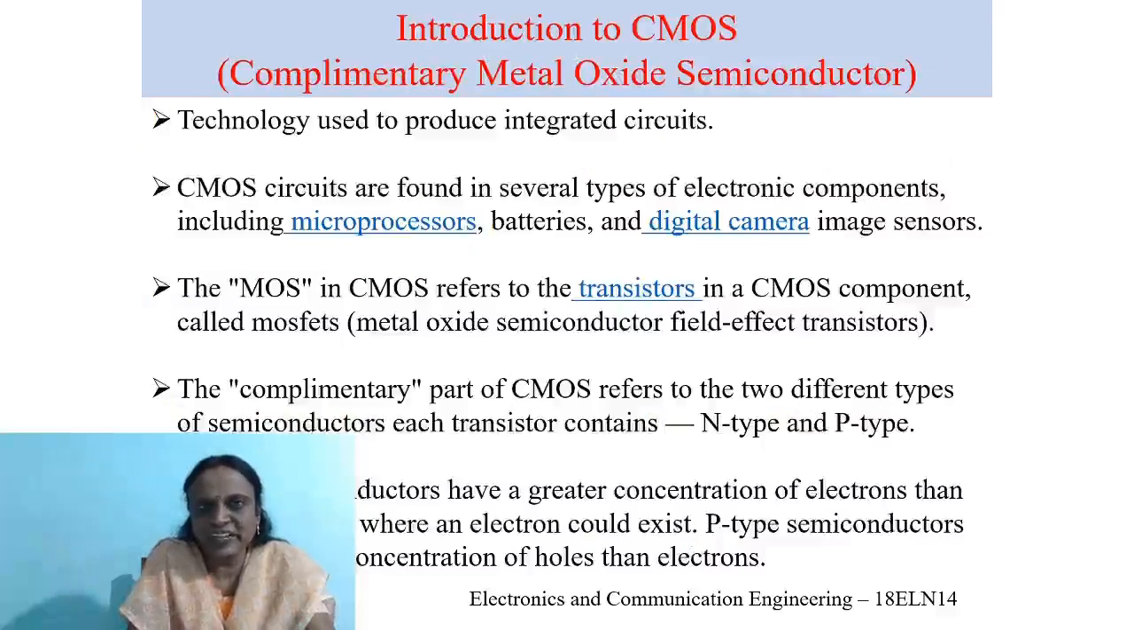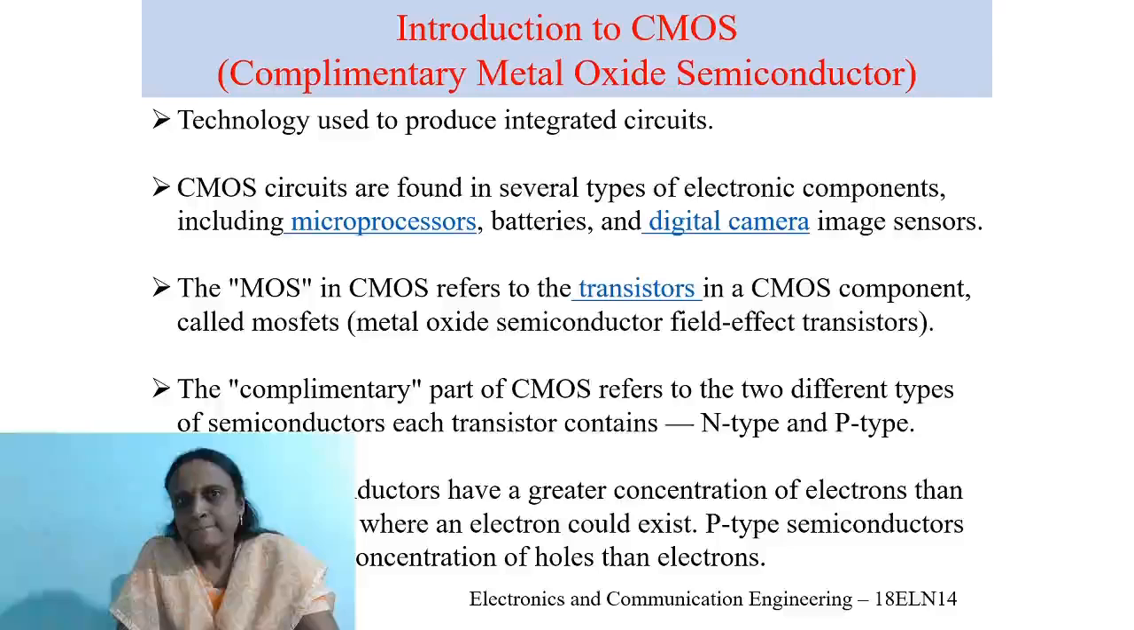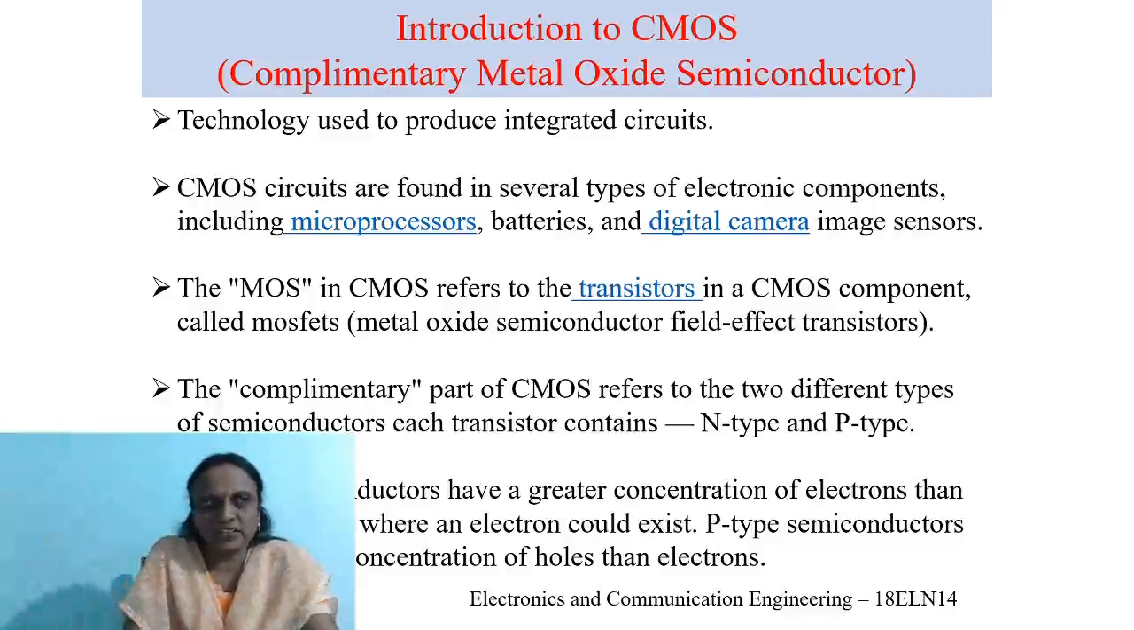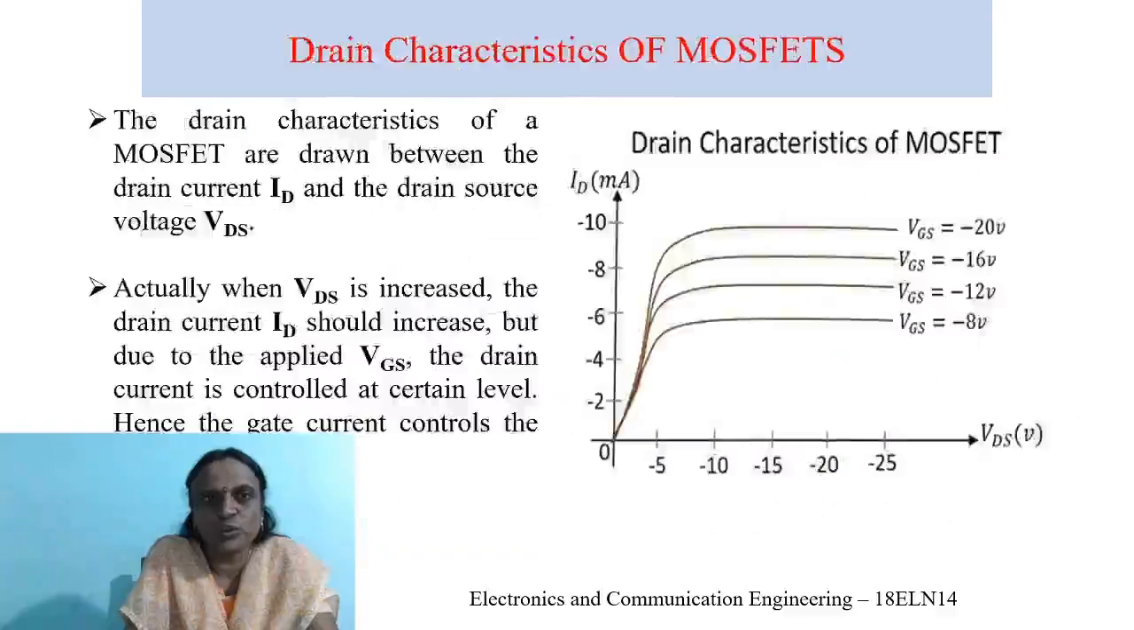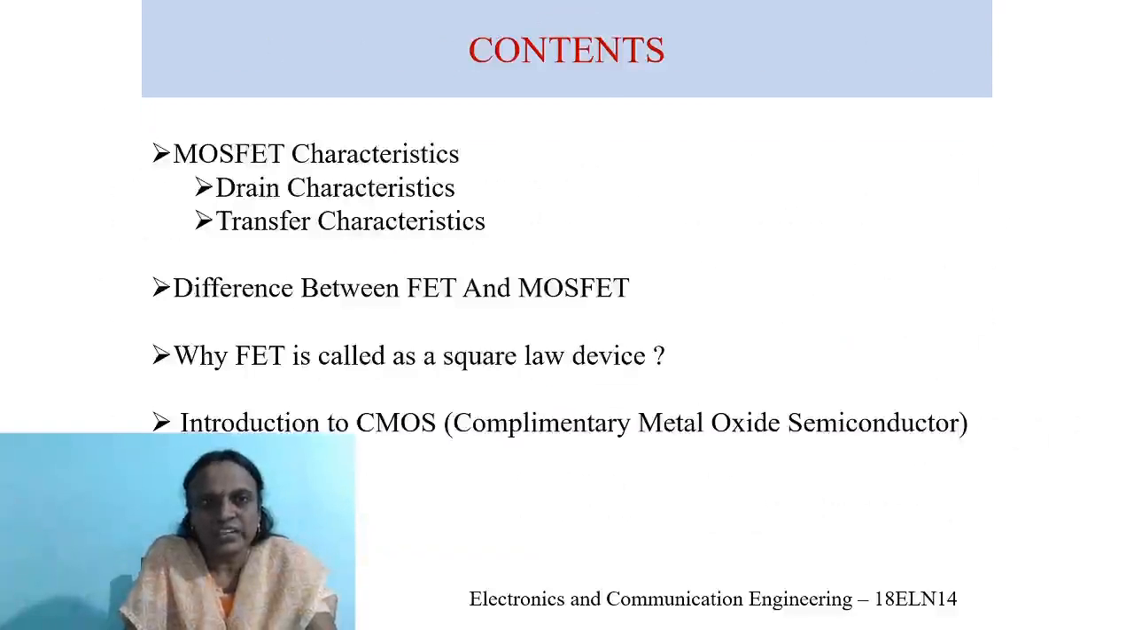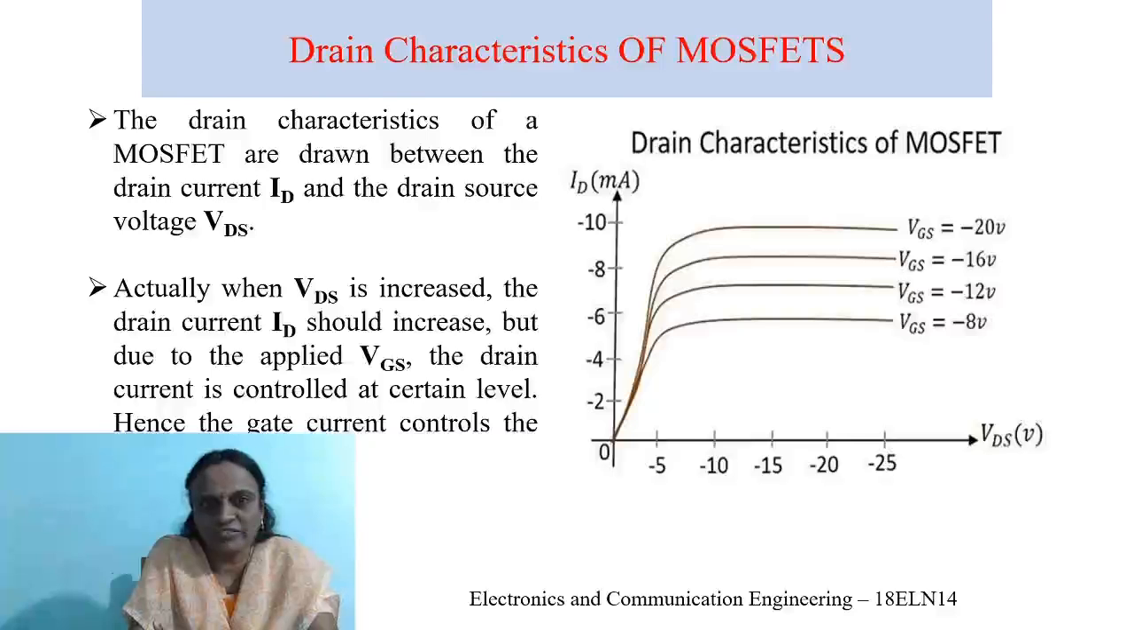Next, going on to the introduction of CMOS, that is the complementary metal oxide semiconductor. After listing out the differences between JFET and MOSFET, one more thing I forgot to tell you, in condensed form, is why FET is called a square law device.